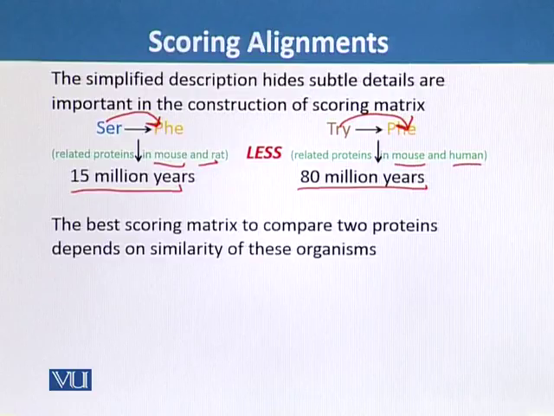We can observe that this implies that the best scoring matrix to compare two proteins depends on the similarity of these organisms. If the organisms are more similar, then they have less chance of being mutated as compared to organisms that are not similar to each other.